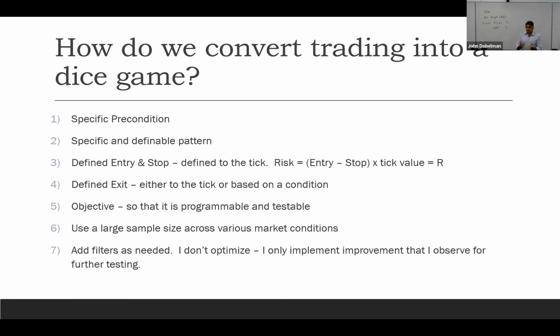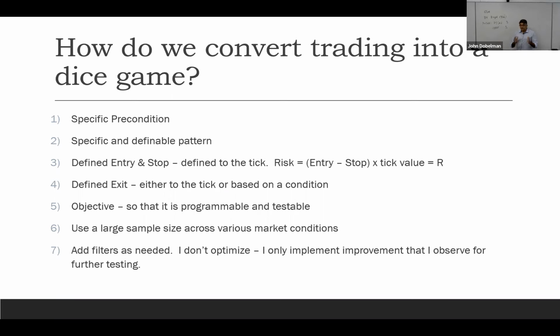Because that tells you what your R is, what your risk is. Your exit can either be defined in an actual number or by an actual condition, but you already know your worst case is your entry minus your stop. So your worst case is already predefined, fixed. Your exit cannot be worse than that. It can only be better than that. And then it's objective, and then you would want to use a large sample size across various market conditions.